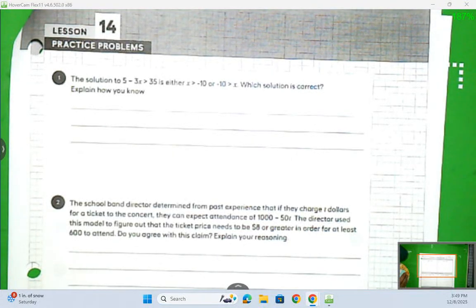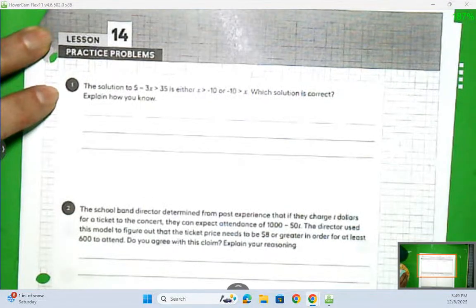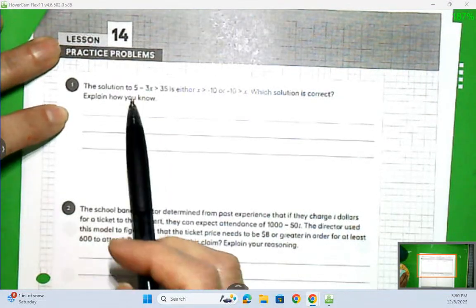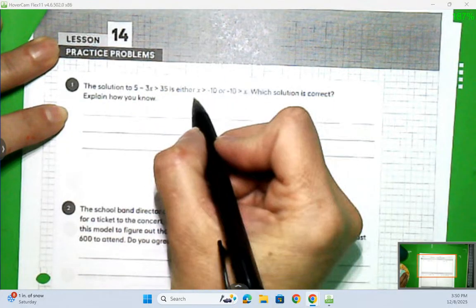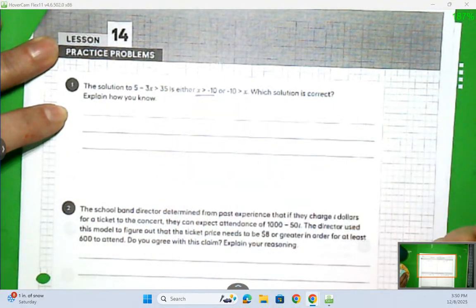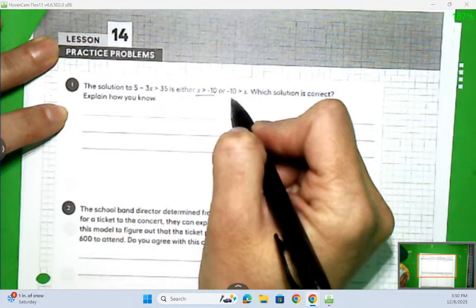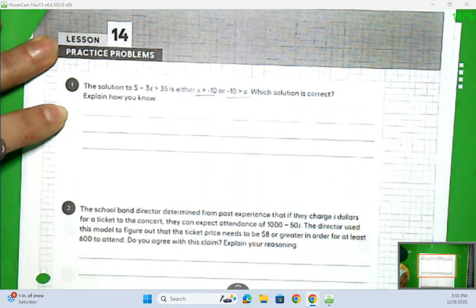Okay, this is lesson 14, our homework check. We had question number 1 here. The solution to 5 minus 3x is greater than 35 is either x is greater than negative 10 or negative 10 is greater than x.